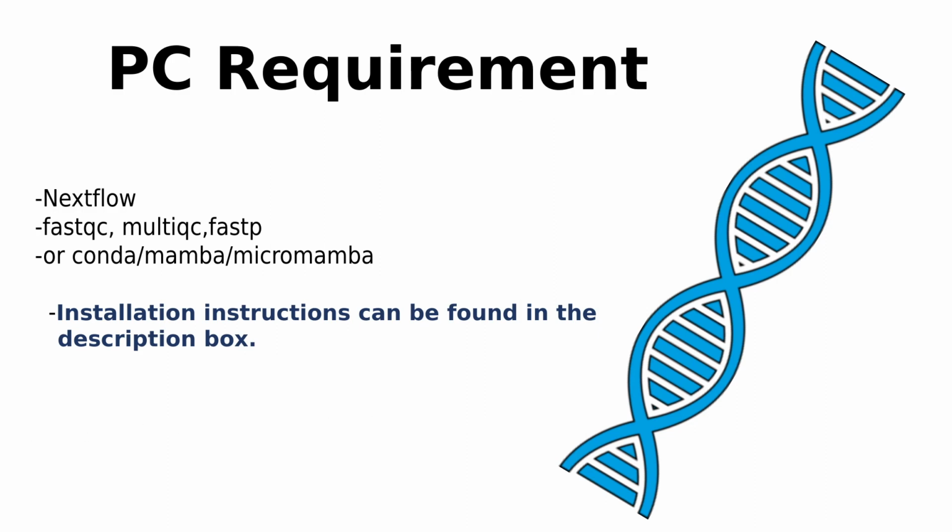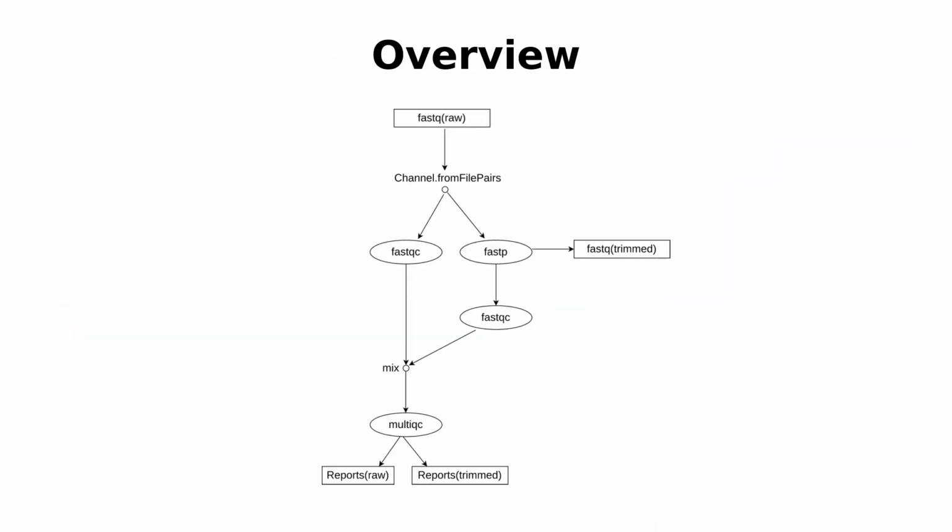Now, this is what we are going to do. This is the overview of the pipeline we are going to build. It's a simple pipeline. First, we make sure we have our FASTQ files, and then we push them to Nextflow. In Nextflow, we will use the channel fromFilePairs to get the FASTQ files, because we are dealing with paired-end reads. That's why we have fromFilePairs.